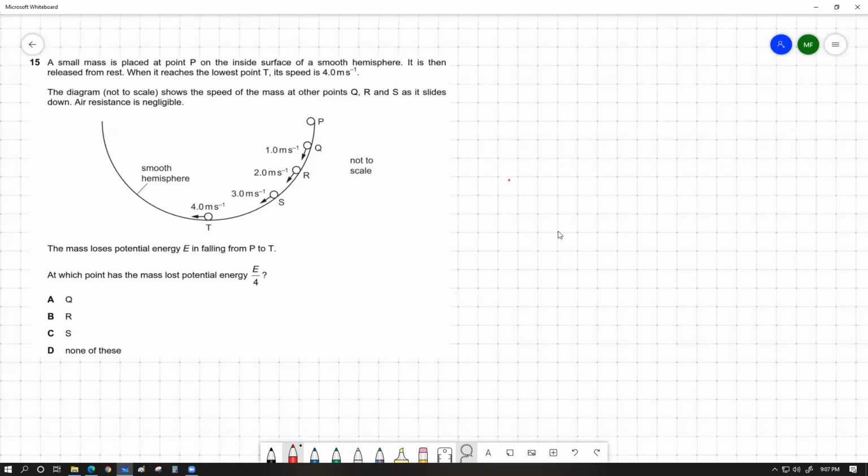Here's the thing, the question says a small mass is placed at point P on the inside surface of a smooth hemisphere. Smooth is very important. It means there will be no loss of energy. It is then released from rest. So a position rest is zero. When it reaches the lowest point T, its speed is 4 meter per second.